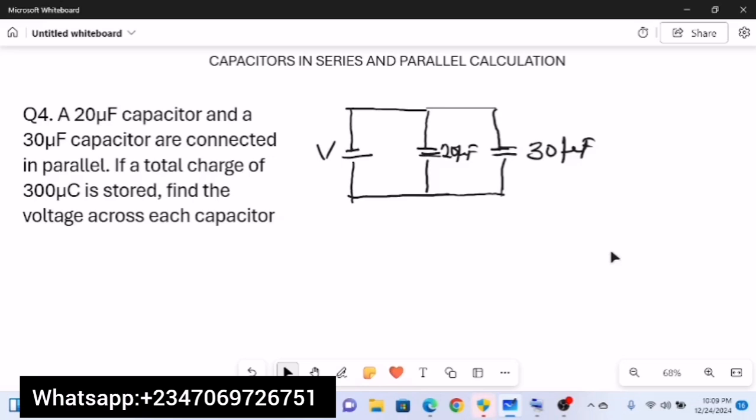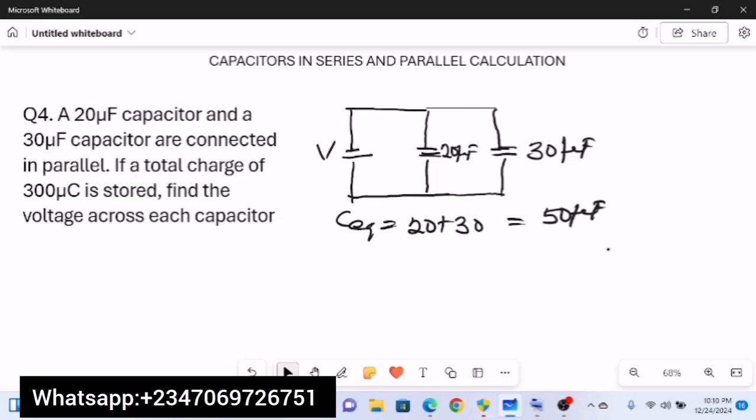So once again, the first thing we'll do is to find the equivalent capacitor for this given situation. Since it is parallel, remember, the equivalent capacitance simply means you add the capacitors together. So C equivalent is going to be equal to 20 plus 30, which gives us 50 microfarads. So this is the equivalent capacitor. Now, remember when I defined capacitors in parallel earlier, I said capacitors are arranged in parallel such that the same voltage flows through them. So when they are in parallel, the same voltage is flowing through them, but when they are in series, the same charge is flowing through them.